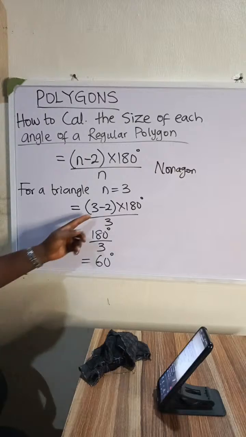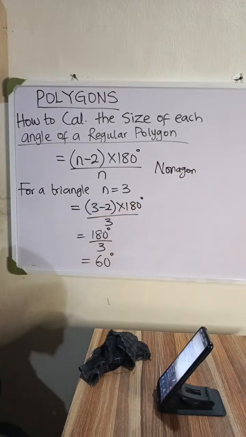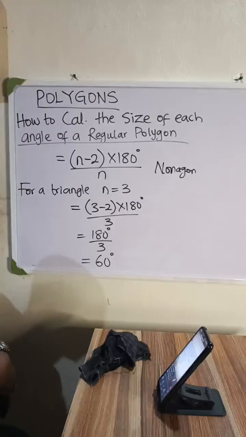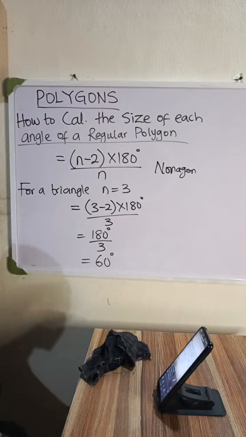Or you can just do 7 times 20, which is 140 degrees, correct? So Daniel has more 2 marks. He's leading the pack, okay?